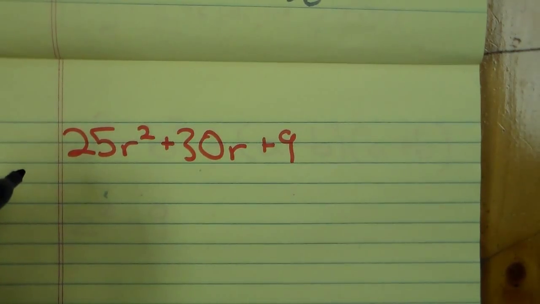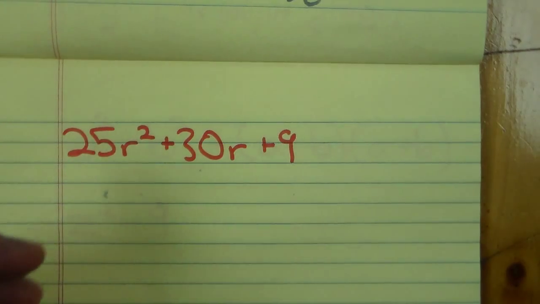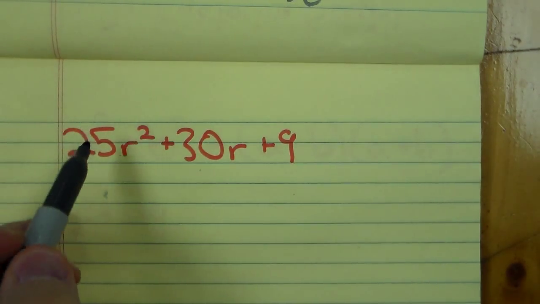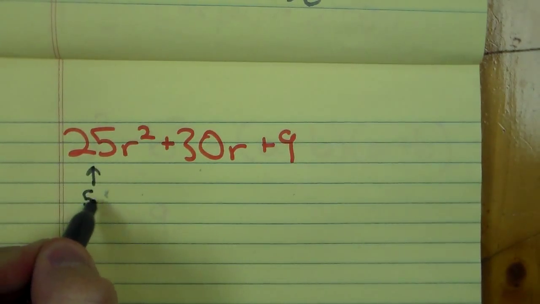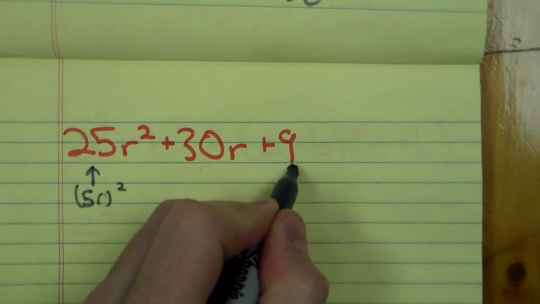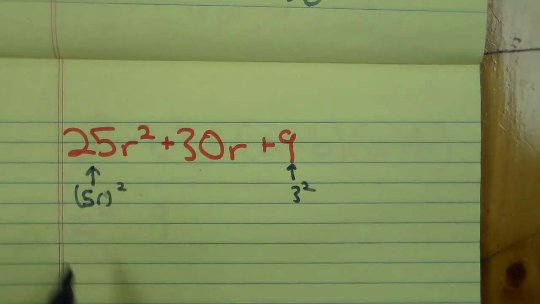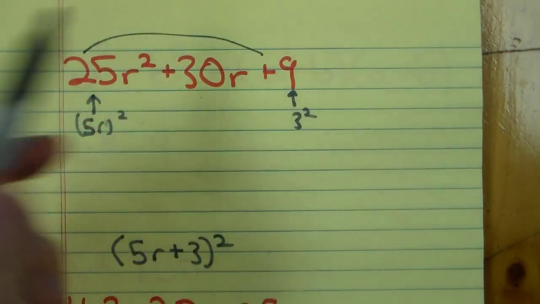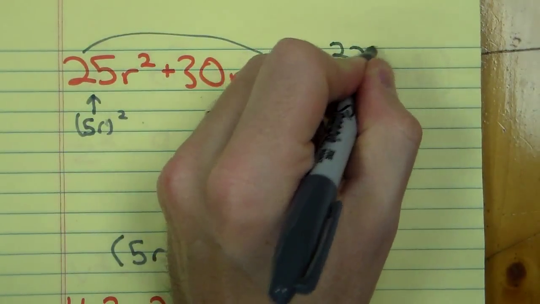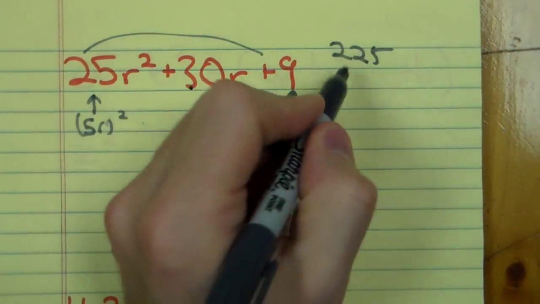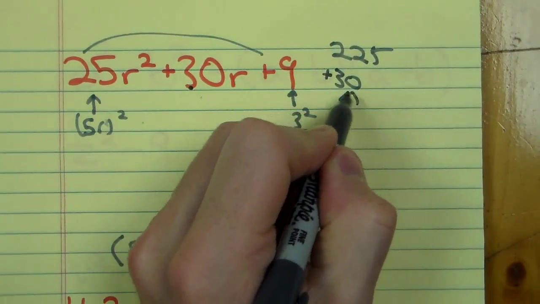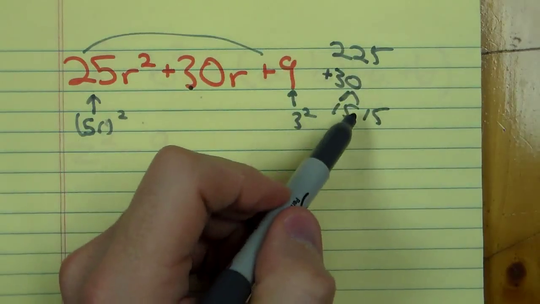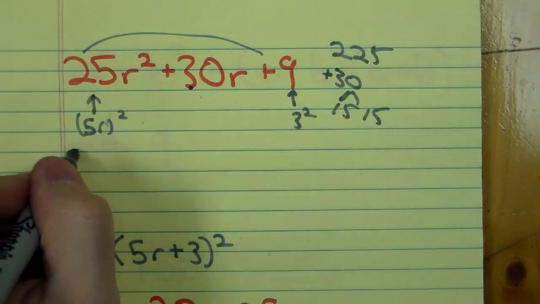So now we have 25r squared plus 30r plus 9. You're going to use that as a hint. So this is 5r squared, and this is 3 squared. So maybe it comes out to be 5r plus 3 squared. Let's see what happens for us. 5 times 9 is 225. 30, if I want to add to 30, 30 is 15 and 15, which 15 squared is 225.